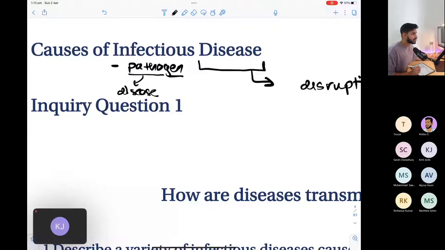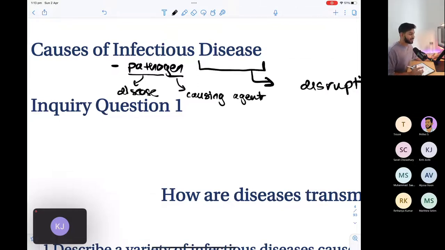Everyone with me? What are some examples of pathogens? I'll go to someone who was here yesterday. Muhammad, can you give us one or two examples of a pathogen you know? COVID-19. Very good. Causing agent all around us, right?